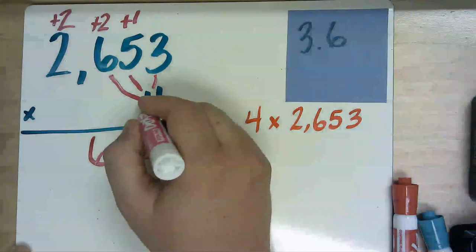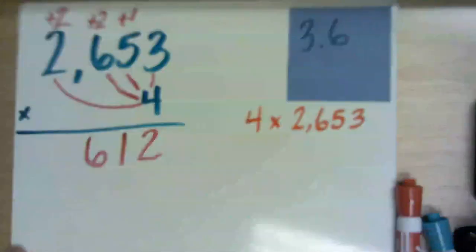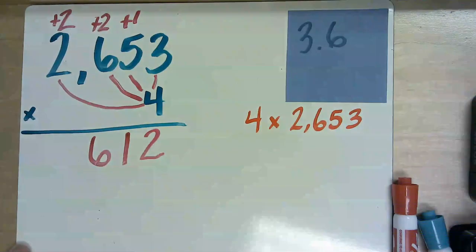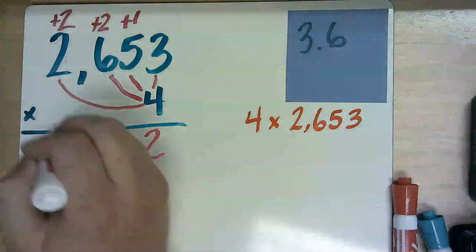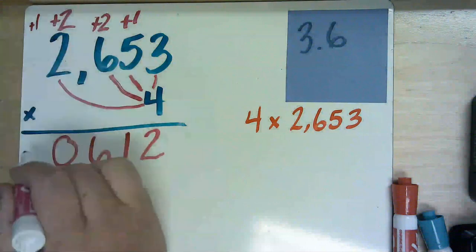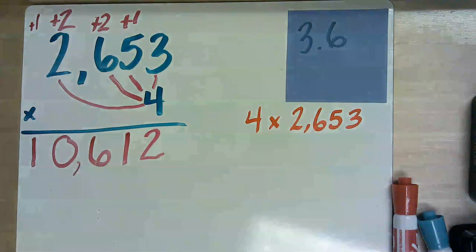Now I'm going to take my 4 and times it by 2. Well, 4 times 2 is 8, but I got that plus 2 up on top. So 8, 9, 10. My 0 stays here, plus 1 in my next place value, which means that I've got a 1 there. My answer would be 10,612 is how we can go ahead and solve that way.